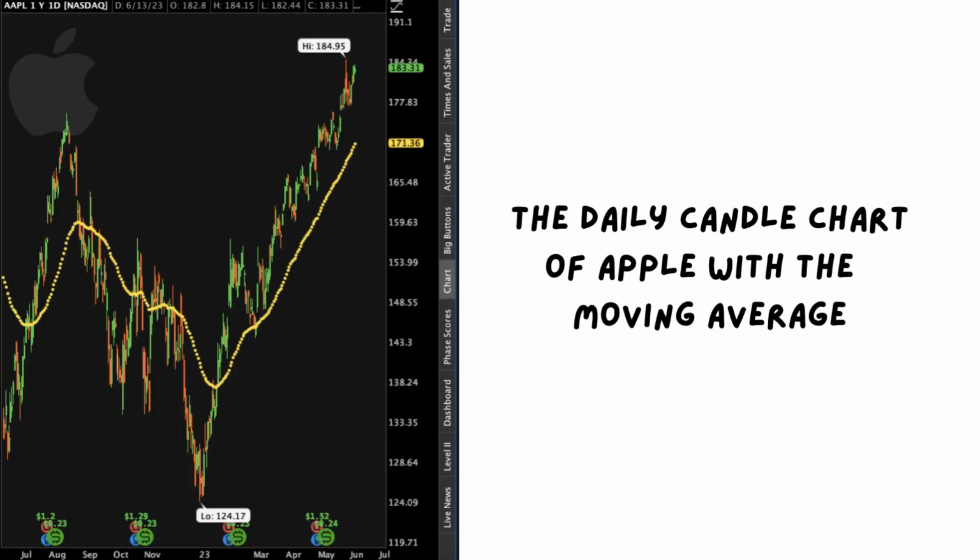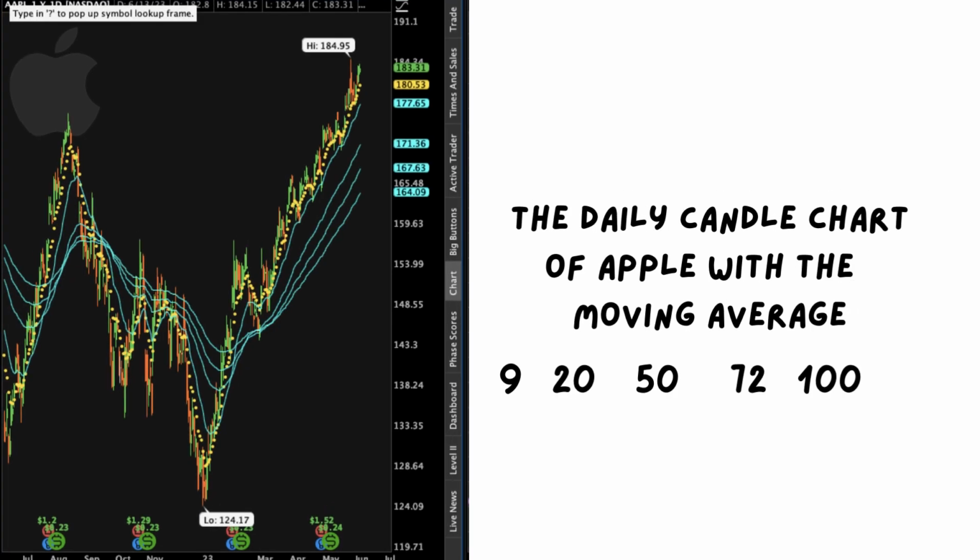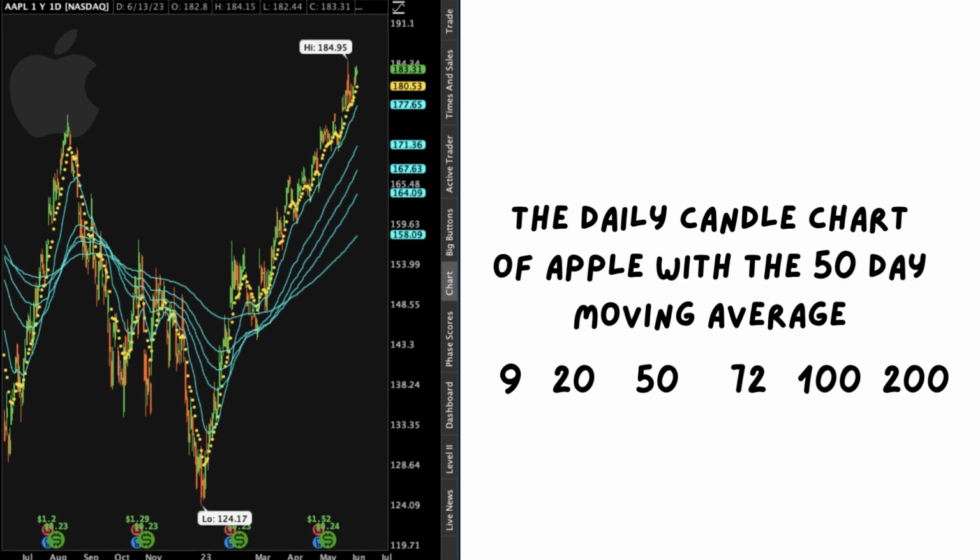Many EMAs are used by various traders on different time frames. The most popular ones I know of are the 9, the 20, the 50, the 72, the 100, and the 200. Now, plotting all of these EMAs is way too much for your chart. I would literally just stick to the 9 and the 20 for smaller time frames and the 72 and the 100 for your daily and weekly time frames.